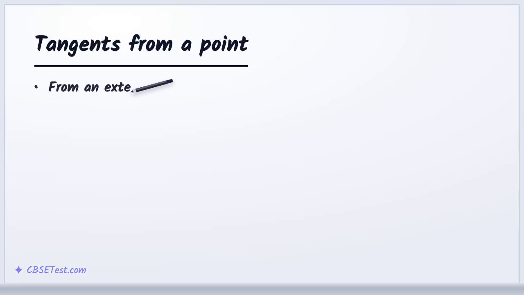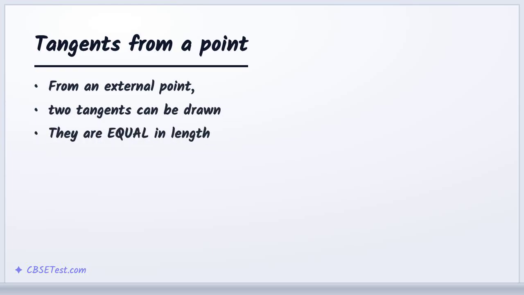From a point outside the circle, you can draw exactly two tangents, and a lovely result is that these two tangents are always equal in length.